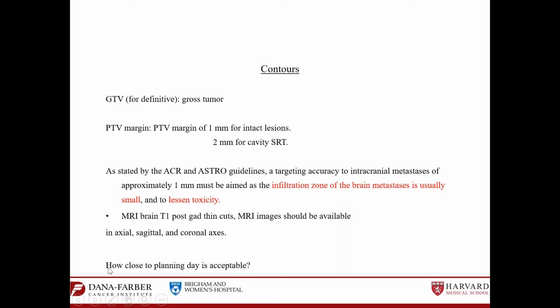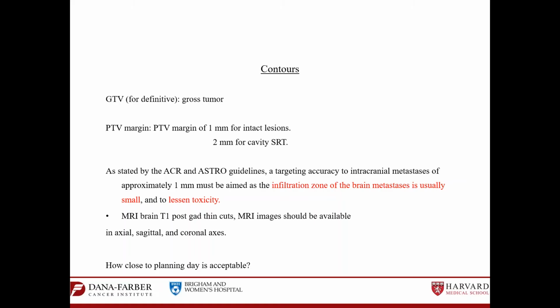And then the question is how close to planning day your MRI is acceptable. Meaning, which MRI can you rely on for delineating your target? There is no right answer, but here at Brigham, what we do is, if the MRI is within 14 days from the scan to the start day of treatment, you're good. But if it's beyond the 14 days, you have to have a new MRI for that patient. Does that make sense?